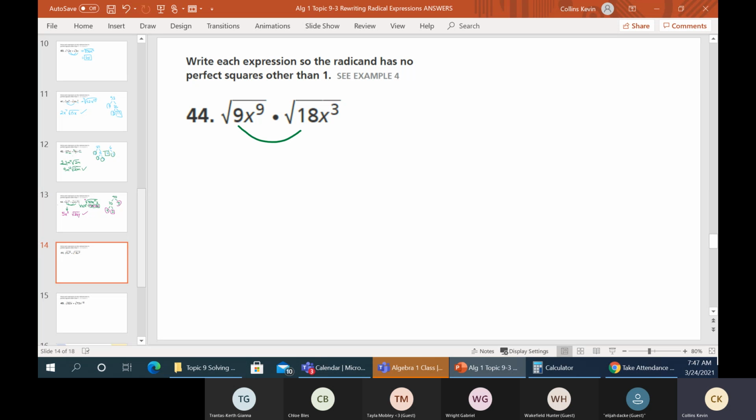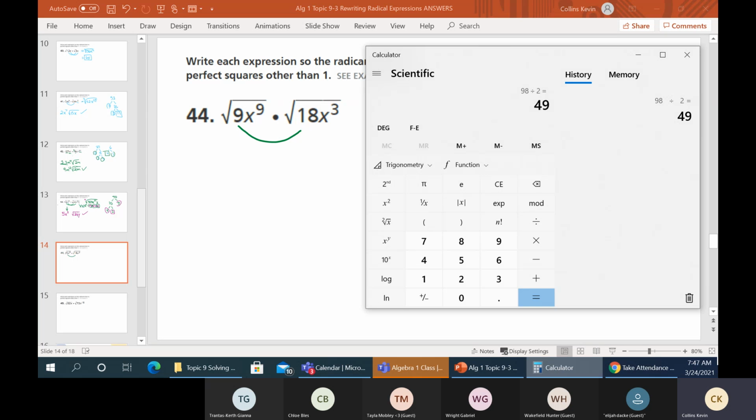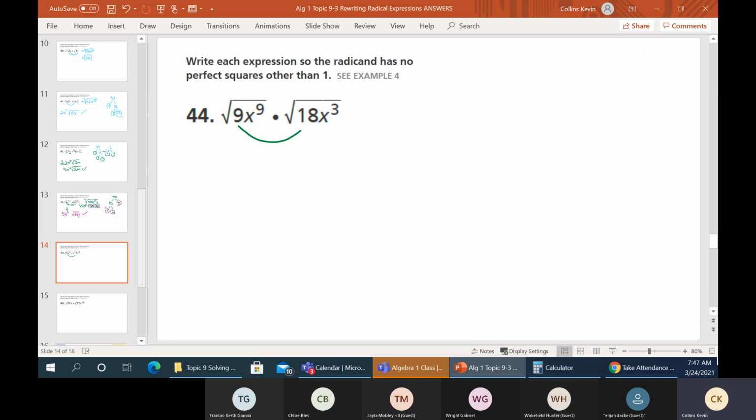So we do 9 times 18. What is that? So we clear it. 9 times 18. That's 162. Exciting. So 162. Then we've got x to the 9th and x to the 3rd is x to the 12th.